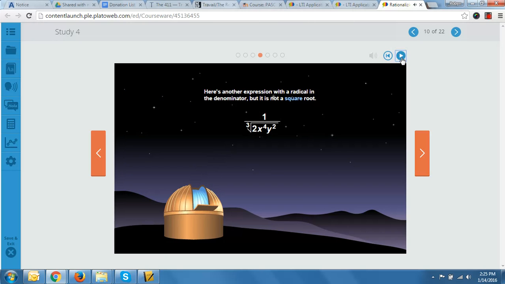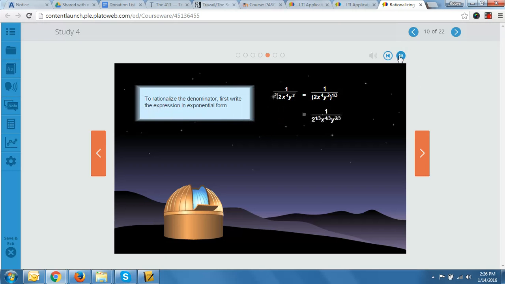Here's another. The next problem that we have is 1 over the cube root of 2x to the 4th y squared, and we want to rationalize. What we're doing here is first getting rid of the radical sign and giving us an exponential expression. So we're putting everything to the 1/3 power. When we carry that over, it's going to be 2 to the 1/3. Since it was x to the 4th, it's now x to the 4 over 3. And it was y squared, so now it's y to the 2 over 3.